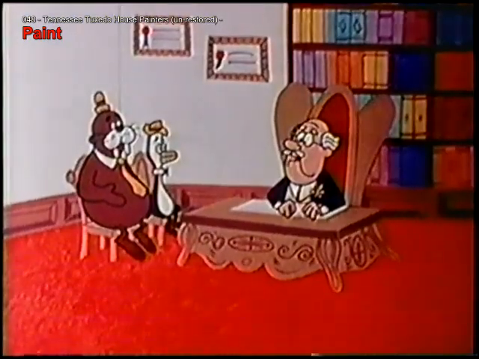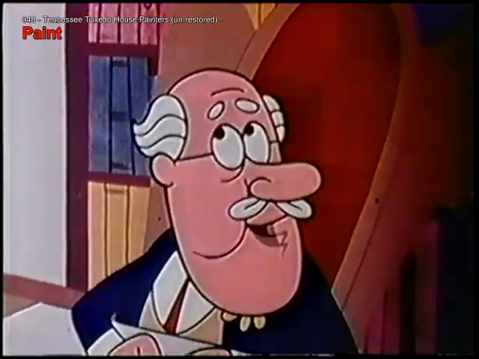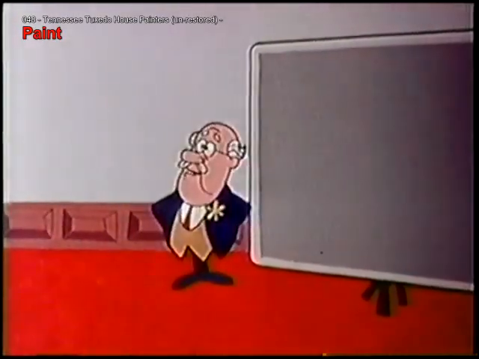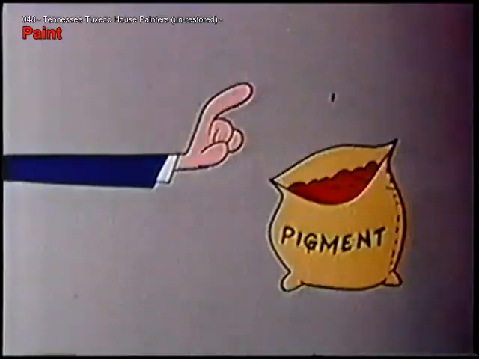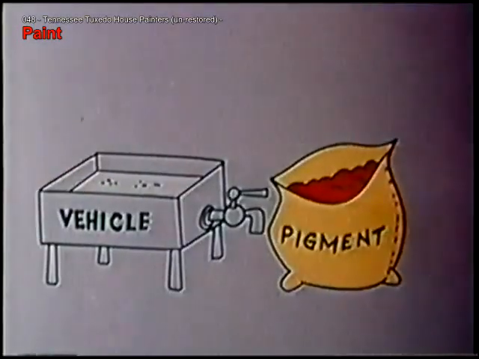How to make paint, eh? Well, now, that's a colorful question. Get it? Colorful? Oh, yeah. Paint is a mixture of liquid and colored powder. The powder is called pigment, and the liquid is called a vehicle.